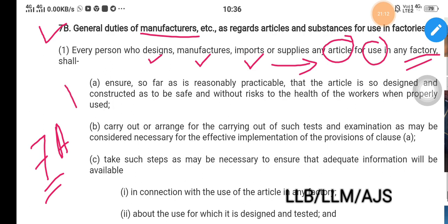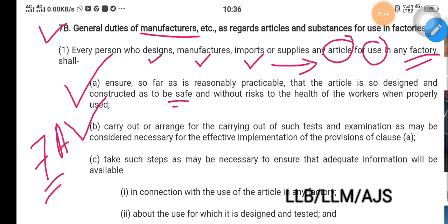Ensure so far as is reasonably practicable that the article is so designed and constructed as to be safe and without risk to the health of the workers when properly used. So it is the duty of the manufacturers as well that the articles or the things which they are supplying for the use of the workers must be of such a nature that they ensure the safety of the workers.